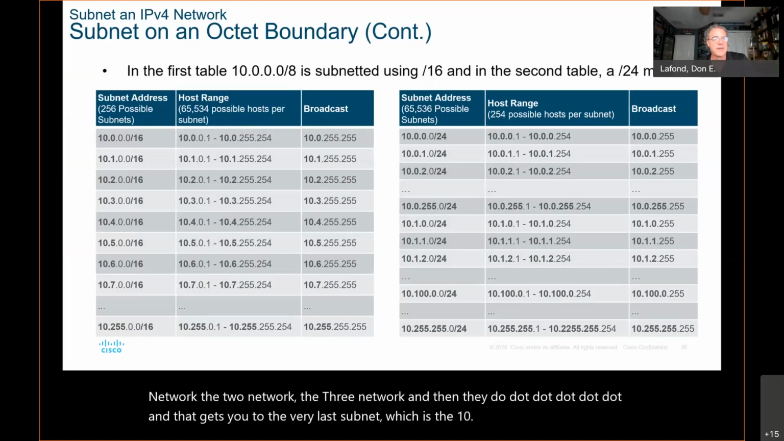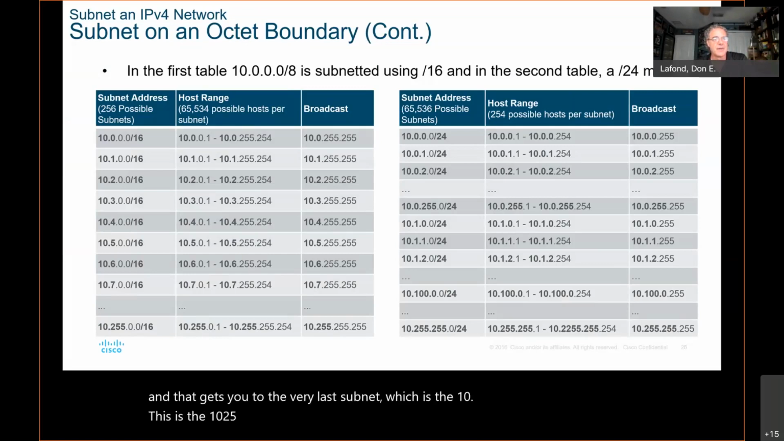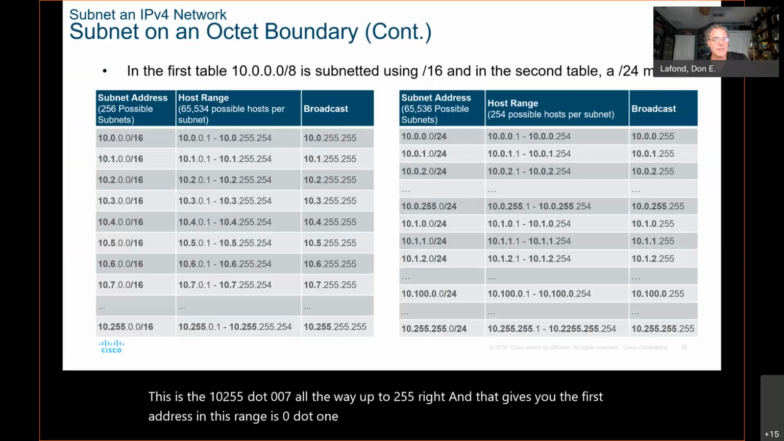And that gets you to the very last subnet, which is 10.255.0.0, all the way up to 255, right? And that gives you the first address in this range as .1. The last one is 255.254. And the broadcast is 10.255.255.255. All right, so that is the 10.